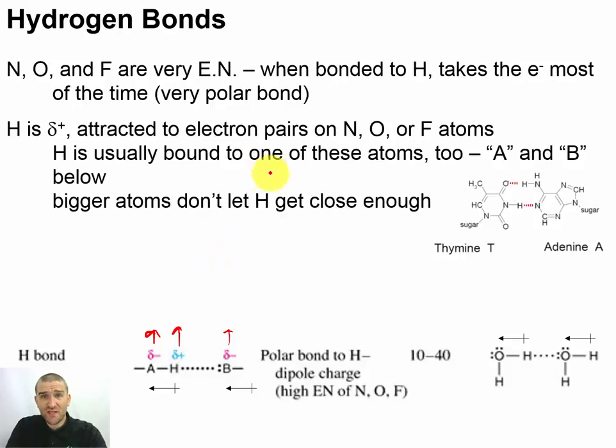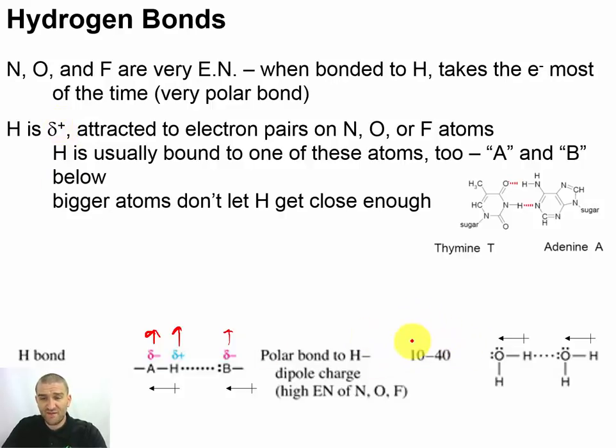Now, you can also see a lot of that phrase right here. Hydrogen's going to have a partial positive, and it's attracted to the electron pairs on these. Hydrogen's also usually bound to one of those atoms. So we're going to have an A-B kind of arrangement. I also want to point out bigger atoms, on top of having the shielding, they're not going to let the hydrogen get close enough to really start grabbing some of those electrons. And so all these features together are going to lead to it not being as strong if it's not one of these magic 3.